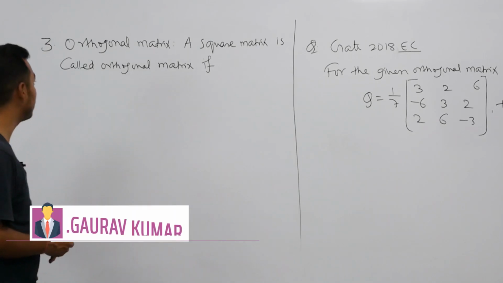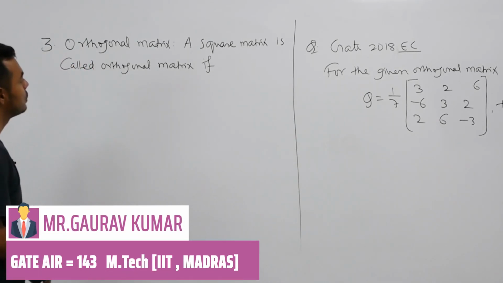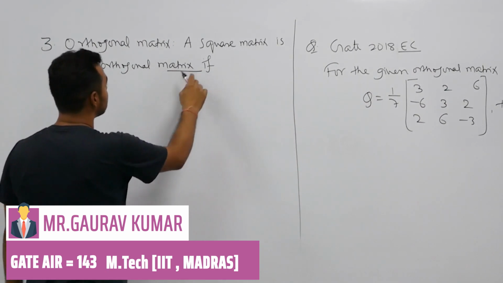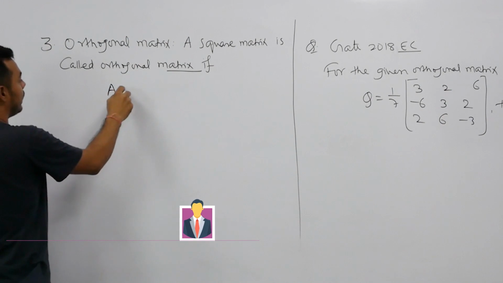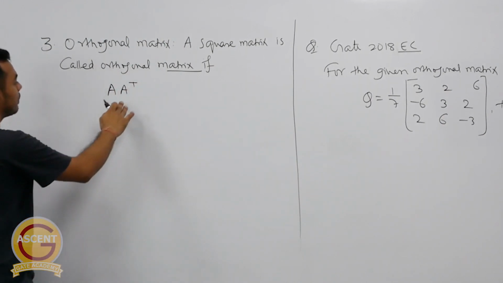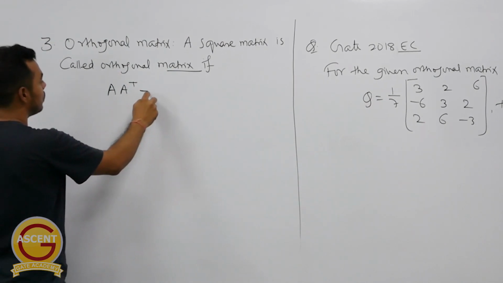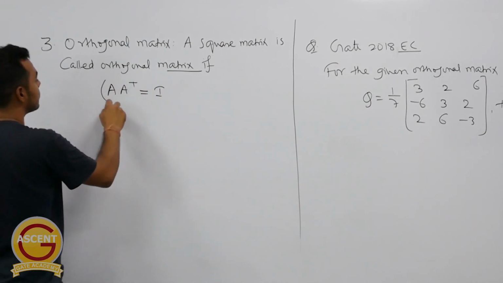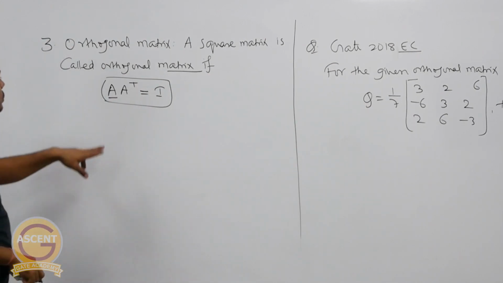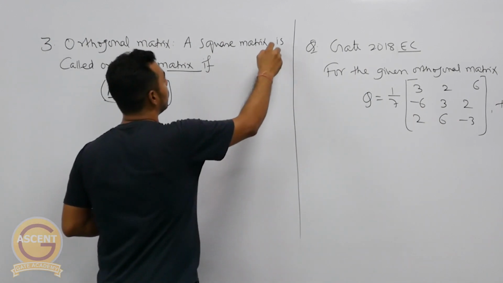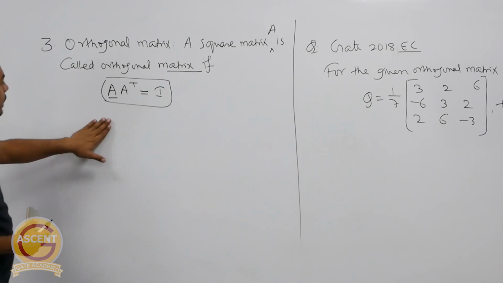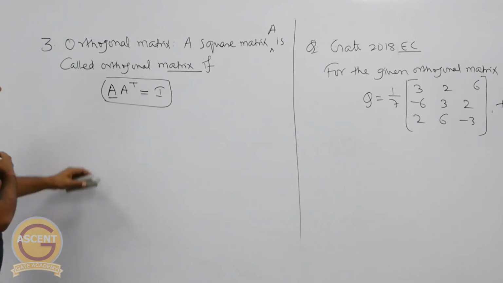Okay, so our third type of matrix is orthogonal matrix. The definition of this orthogonal matrix is: a square matrix A is called orthogonal matrix if A into A transpose, where A transpose is the transpose of the matrix, is the identity matrix. Now if I multiply these two matrices and if I get identity matrix, then this matrix A is called orthogonal matrix. So a square matrix A is called orthogonal matrix if A into A transpose is identity matrix. Now there are two very important results related with this orthogonal matrix.